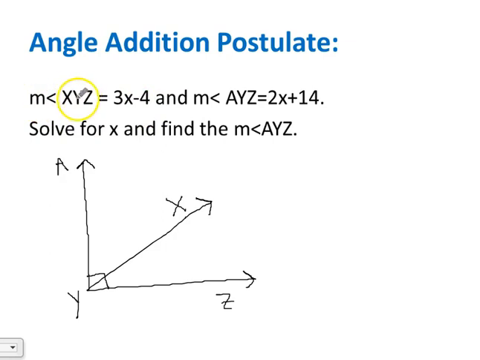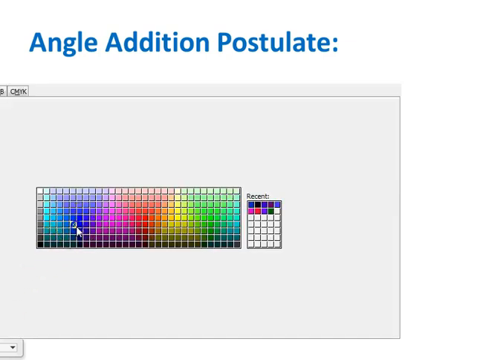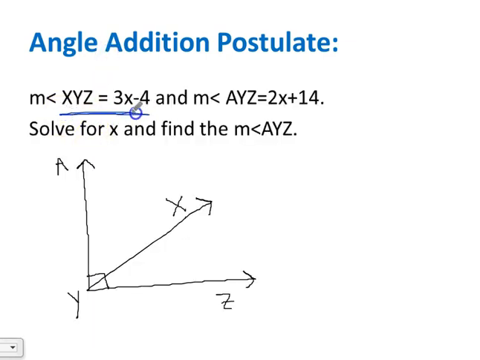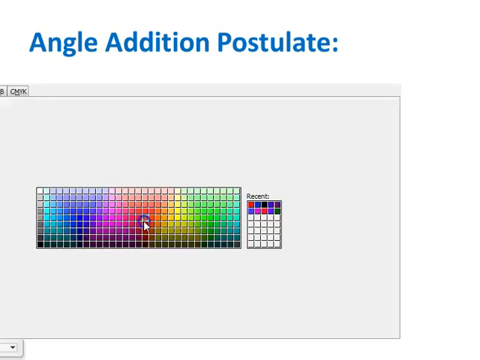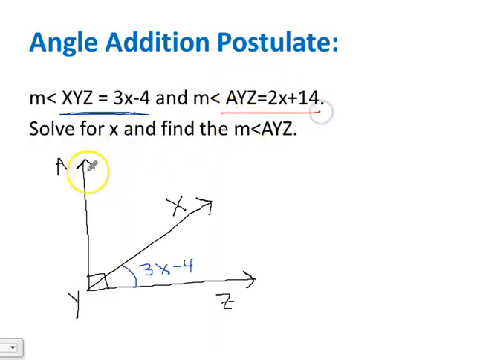The measurement of XYZ is 3x minus 4. And then we're told that the measurement of AYZ is 2x plus 14. And we need to solve for x and then find the measurement of AYZ. So do we have enough information to solve for x?